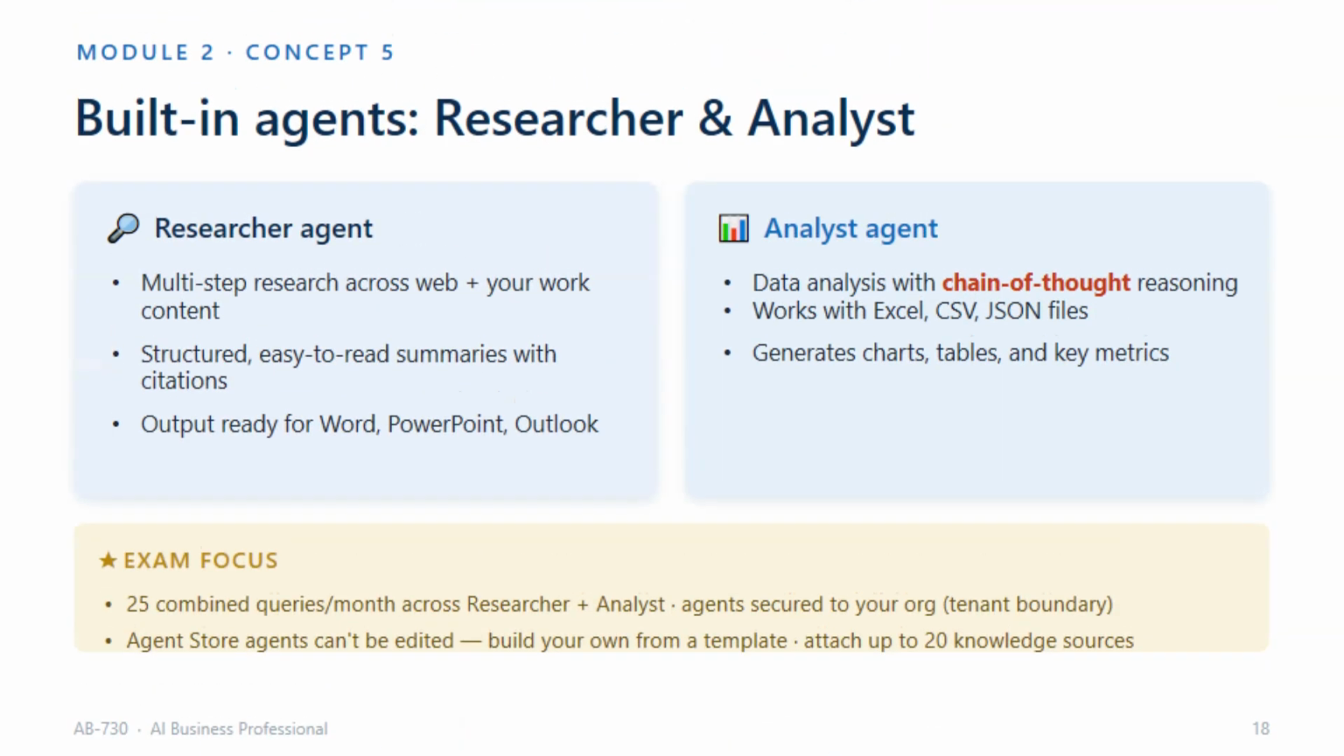Copilot includes 2 built-in agents. The researcher agent handles multi-step research across web and work content, producing structured summaries with citations for Word, PowerPoint, or Outlook. The analyst agent provides data analysis with chain-of-thought reasoning, working with Excel, CSV, and JSON files to generate charts and metrics. You get 25 combined queries per month across both agents, all secured within your organization.